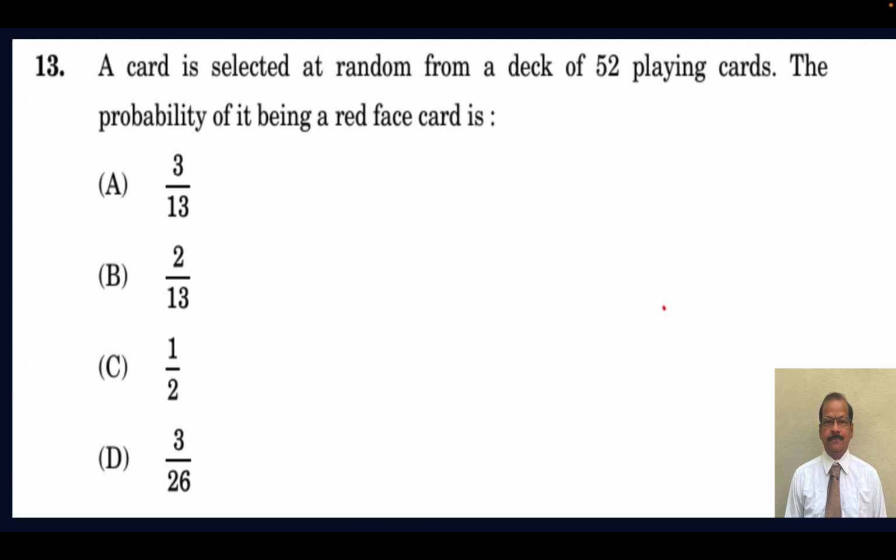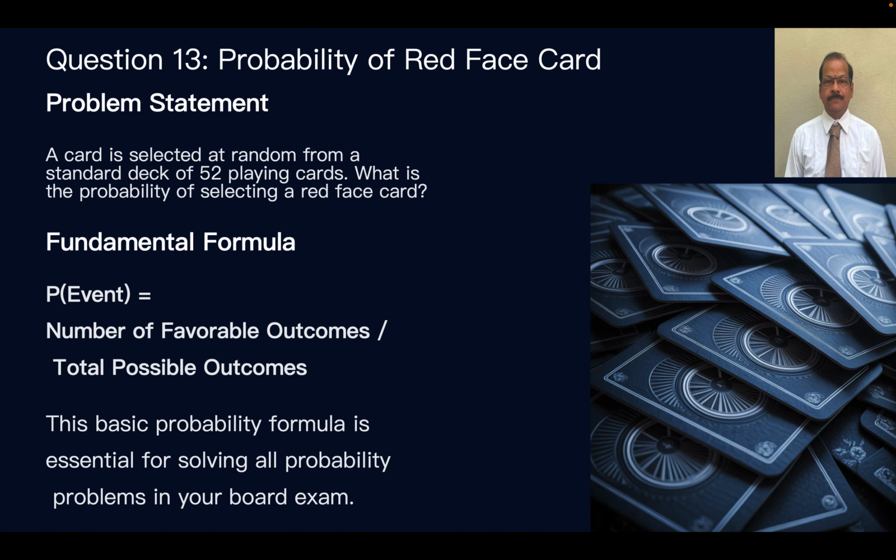A card is selected at random from a deck of 52 playing cards. The probability of it being a red face card is: options given A, B, C, D: 3 by 13, 2 by 13, 1 by 2, 3 by 26. A card is selected at random from a standard deck of 52 playing cards. So total cards available are 52, of which the favorable outcome is what we have to decide now.